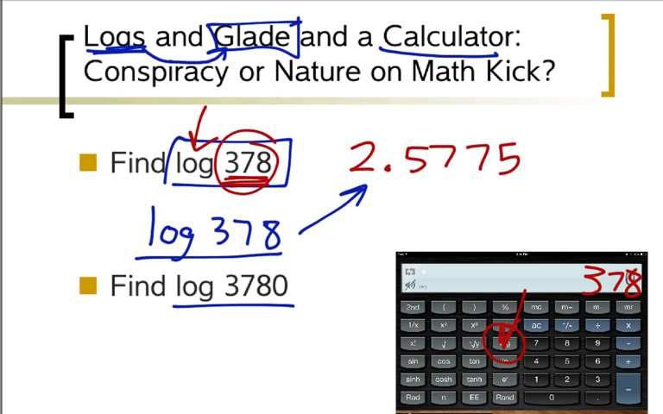If I was to do it on the iPad calculator again, I would just go ahead and put in 3,780, and then I would push my log button. Okay? Or, again, if you have a regular scientific calculator, you just punch it straight in the way that it's written, and then you should get 3.5775.